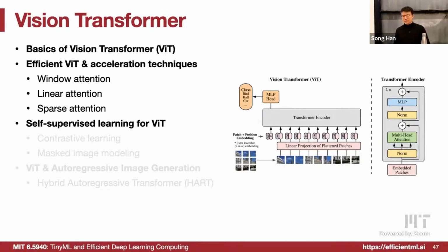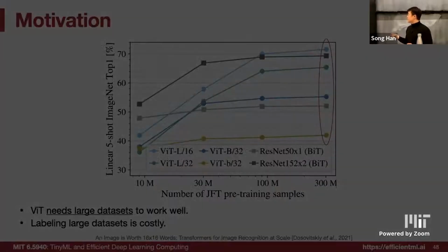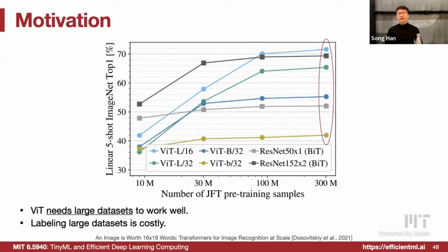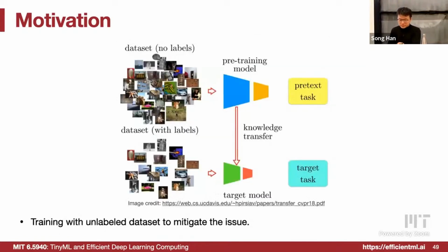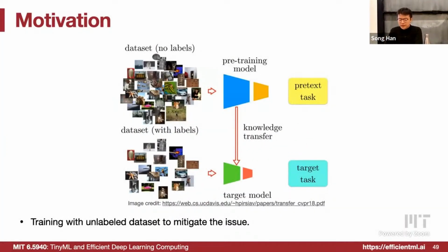Self-supervised learning for vision transformers. The main motivation is that labeling the dataset is pretty expensive, right? But these ViTs are helpful when we have a lot of data, and such a large amount of data is difficult to acquire. So how do we train the model without needing to label the data? We want to train with unlabeled data to mitigate this issue. So given a target task, how do we use unlabeled data?